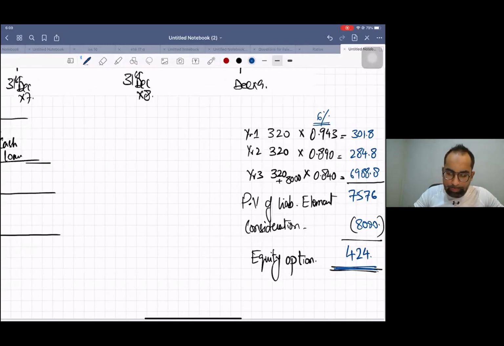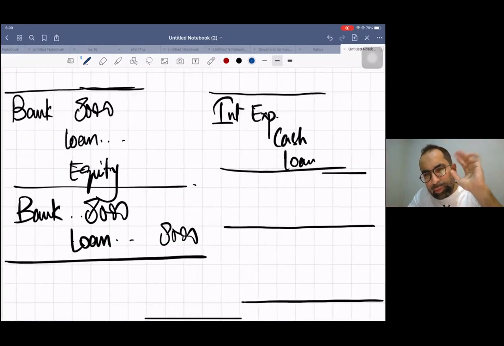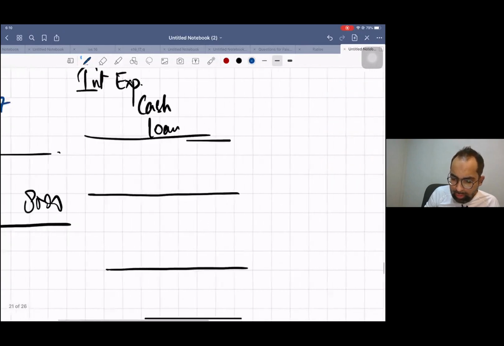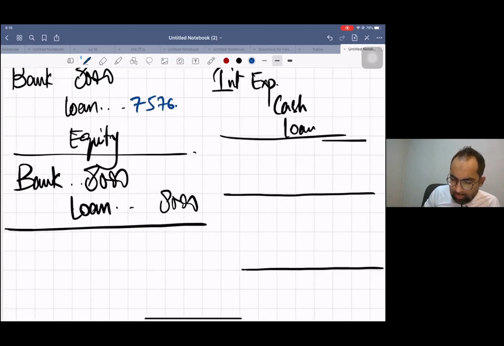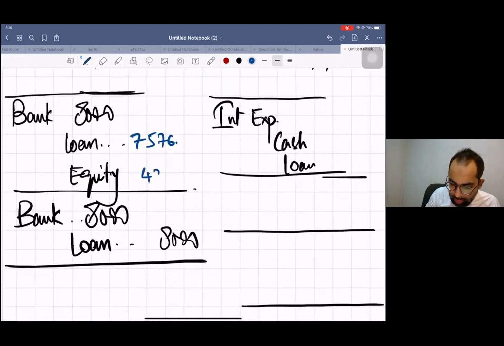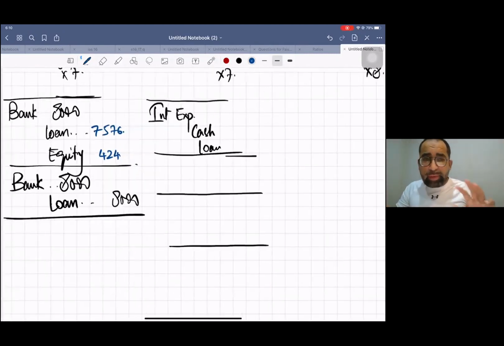Done. Now let's make the entries. The three-step simple approach. Which entry should you have made? You received the bank 8,000, you received the cash 8,000, and how much is the loan? Loan is, I think, 7576. The equity thing is 424. So this is the entry which they should have made.